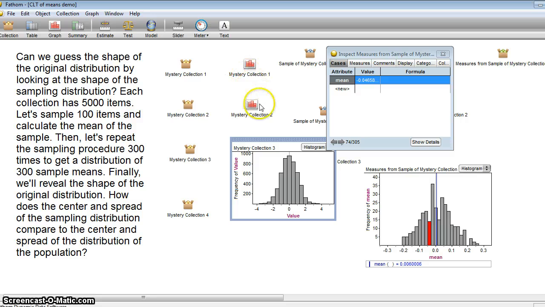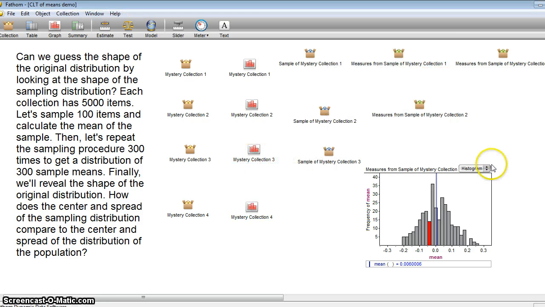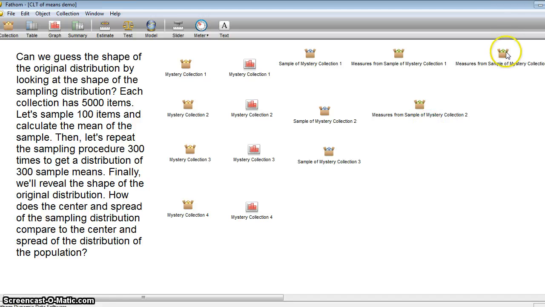And that was the case with each of the mystery collections. The spread of the distribution of sample means is smaller than the spread of the original distribution. But this one actually is approximately normal, and the original distribution was approximately normal. Interesting. Right. Let's take a look at the very last one, mystery collection number 4.